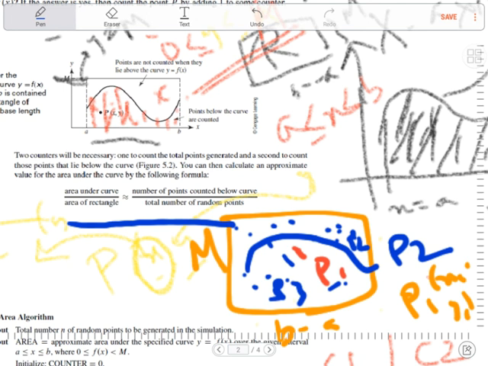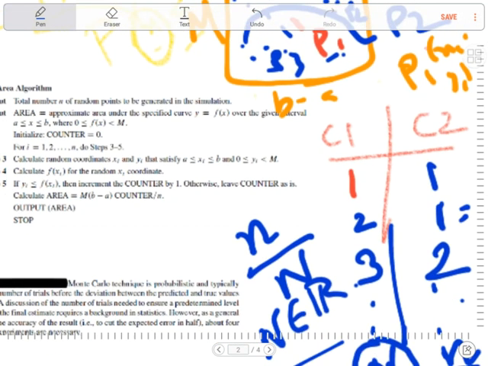The area of the rectangle is nothing but the points lying inside the rectangle. It is approximately equal to the number of points counted below the curve, that is your count C2, and the total number of random points, that means this is your count C1. So that means whatever I have given here, it is small n by capital N, according to whatever notations I am using just now.